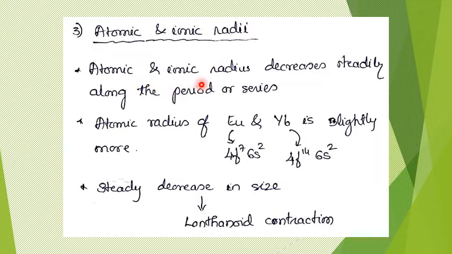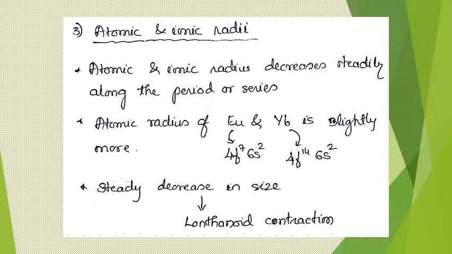Atomic and ionic radius, at first point what I can say is that it's not much different for all lanthanoids. It's almost similar for all lanthanoids, whether it is atomic radius or ionic radius. There is not much difference. If you start from lanthanum and go up to lutetium, almost they are similar. But what you can notice is that atomic as well as ionic radius decreases steadily along the period or series.